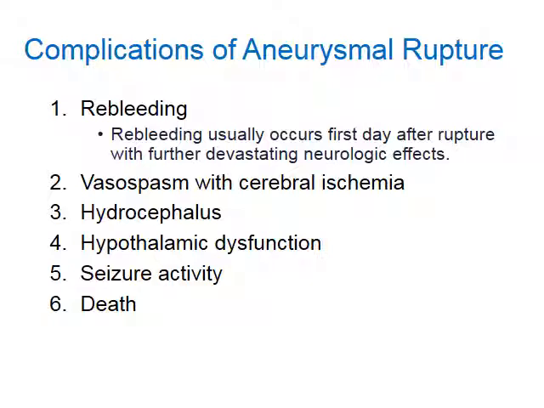So vasospasm is actually the arteries contracting uncontrollably and then causing ischemic events to occur, not due to a clot, but because of contraction of those blood vessels. So it's like having a huge muscle spasm. Hydrocephalus can occur, and we can also see hypothalamic dysfunction occur as well.